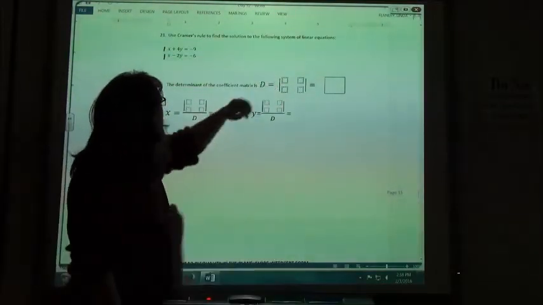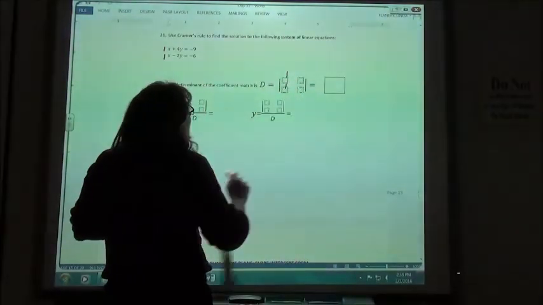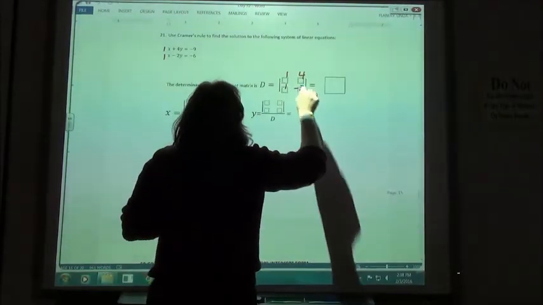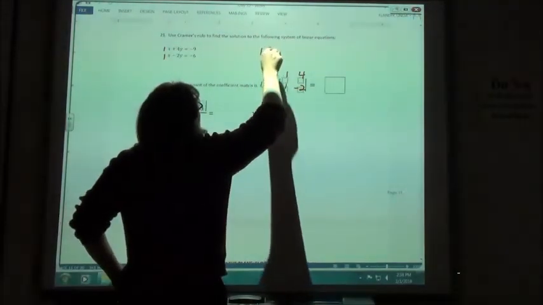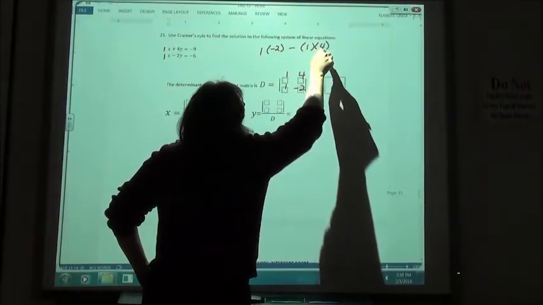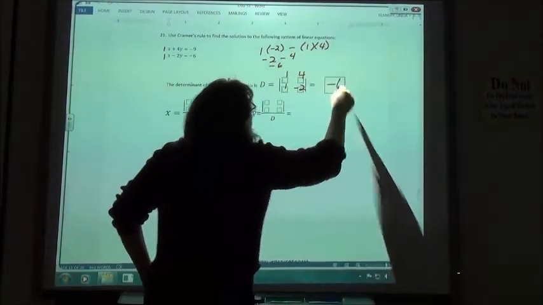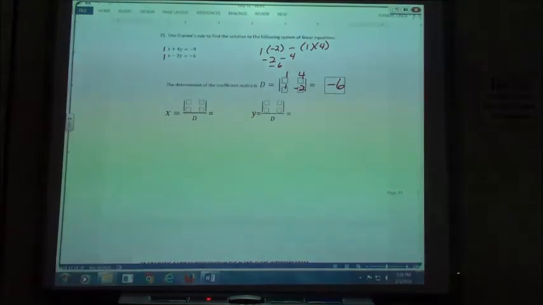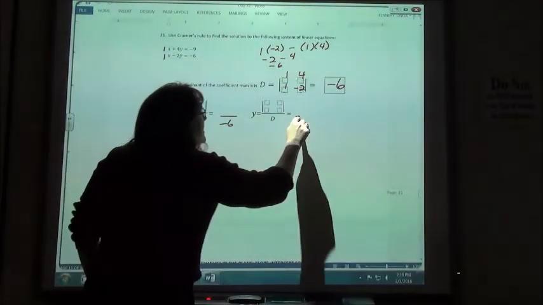My determinant for D, in my x column I have a 1 and a 1. In my y column, I have a 4 and a negative 2. So subtracting my cross products, 1 times negative 2 minus 1 times 4. Negative 2 minus 4 gives me negative 6, so negative 6 is the value for D. So on the bottom of these fractions, we're going to have a negative 6.